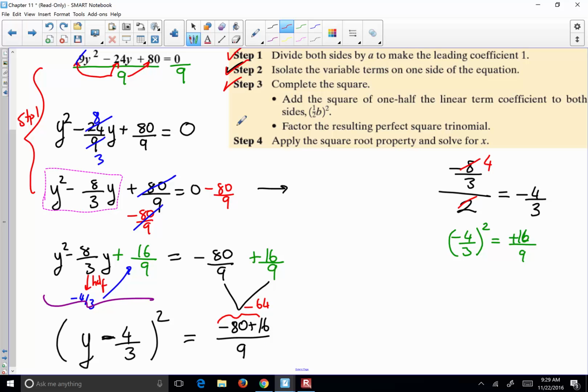Step 3 is over. I added both sides. I added both sides with half the middle number, half the middle number squared. 16 over 9 added. And I factored this trinomial into a square. I'm through with step 3. Here comes the last step. I'm going to do it on this side.